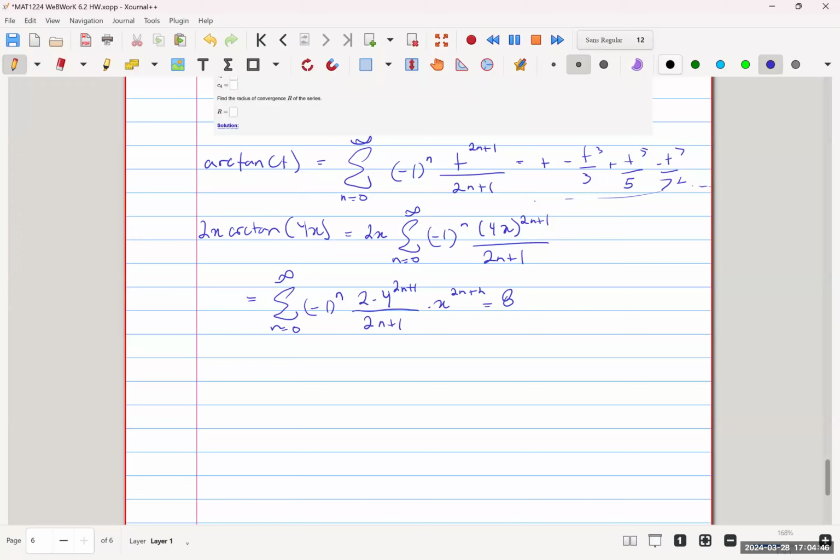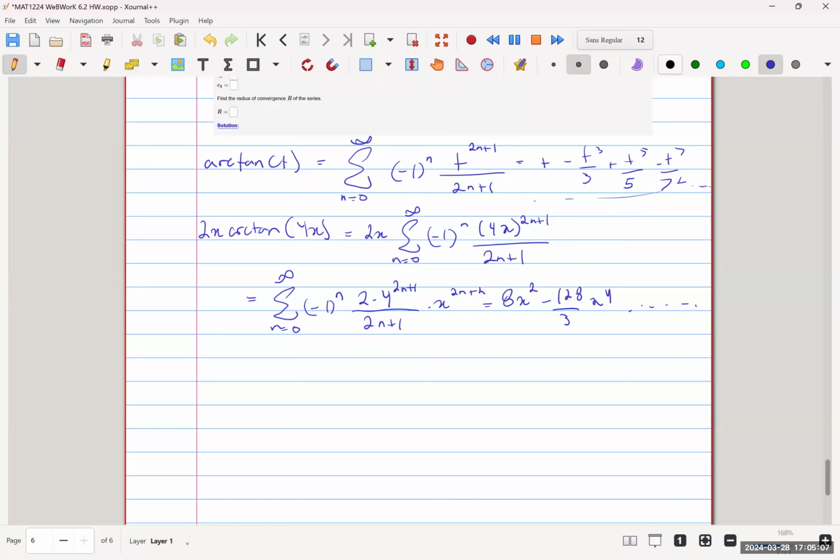But once you plug in those values and you get those first few terms, we get 8x squared minus 128 over 3 x to the fourth. And you can get more, but there's no need because we need the first, I guess this is C0 to C4, the first 5 terms.